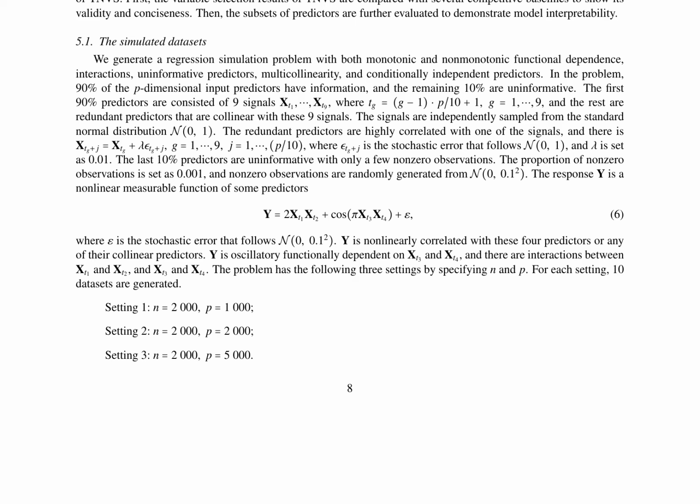The response variable is defined as y equals 2xt1 xt2 plus cos pi xt3 xt4 plus epsilon, where epsilon is the stochastic error following the normal distribution. This function represents a nonlinear correlation between the response and predictors, with oscillatory functional dependence on xt3 and xt4, and interactions between xt1 and xt2, and xt3 and xt4.